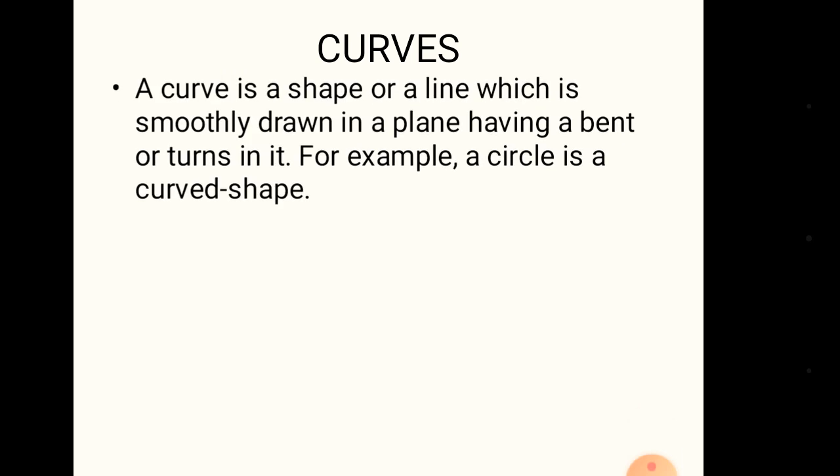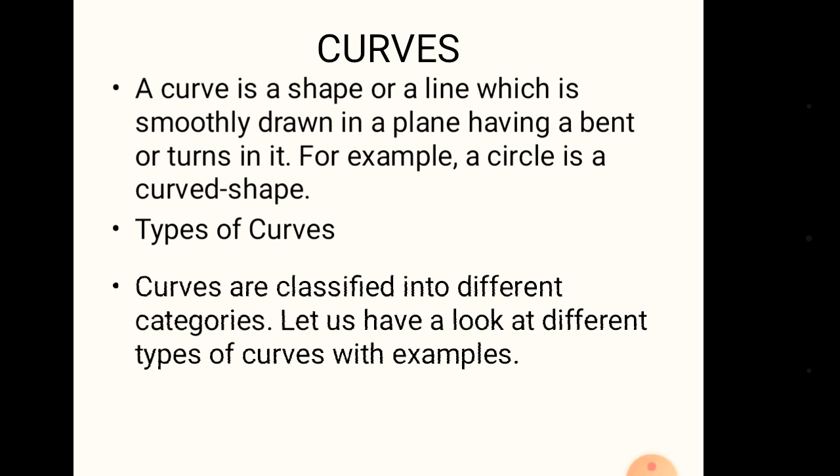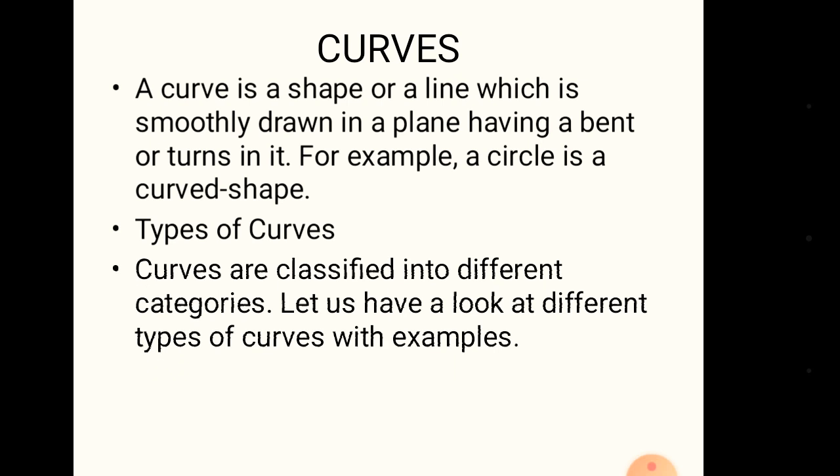For example, if you write the letter C, these are some simple examples of curve. Now, what is a curve usually? A curve is a shape or a line which is smoothly drawn in a plane having a bend or turns in it. For example, a circle is a curved shape. Now, types of curves. Curves are classified into different categories. Let us have a look at different types of curves with examples.